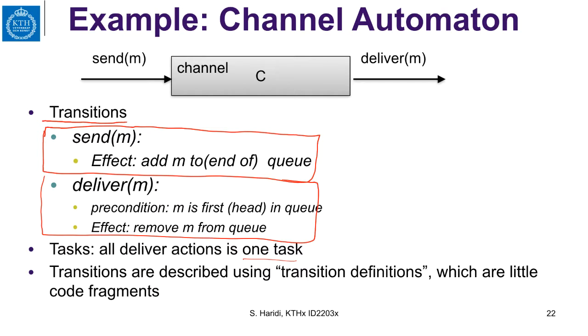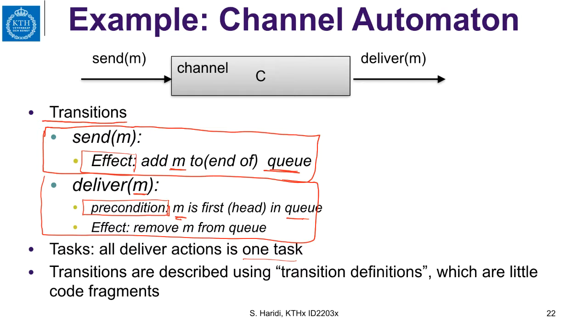So the description of a transition definition is as follows. A send M has an effect, and the effect is add a message M to the end of the queue. That's what it does, and that's an input action. So let us look at a typical output action, which is deliver here. It has first a precondition, and the precondition says you will deliver M only in the case that M is the first, or the head, of the queue. And the effect is to remove M from the queue.